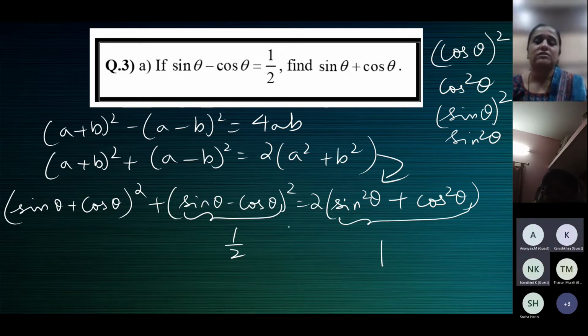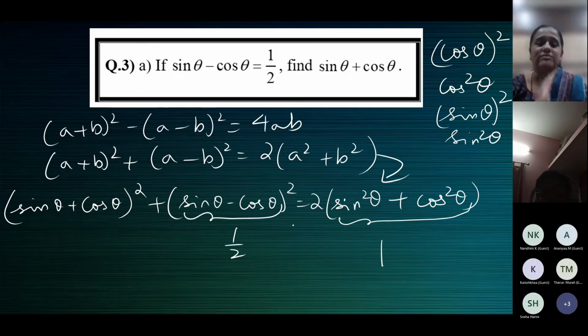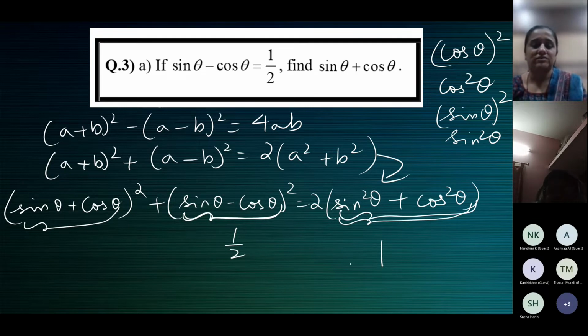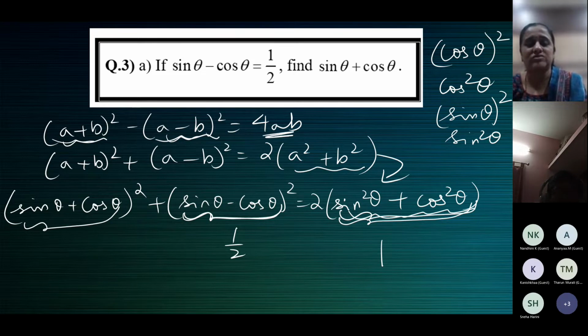We are supposed to find sine theta plus cos theta. We know the value of sine theta minus cos theta and sine square theta plus cos square theta. Simple. Just use this identity, substitute the known values to find the unknown. And this identity, A square plus B square, is sine square theta plus cos square theta, which is 1. So these are the two identities involving A plus B, A minus B. A plus B the whole square minus A minus B the whole square is this one. We don't use this. We use the second one.